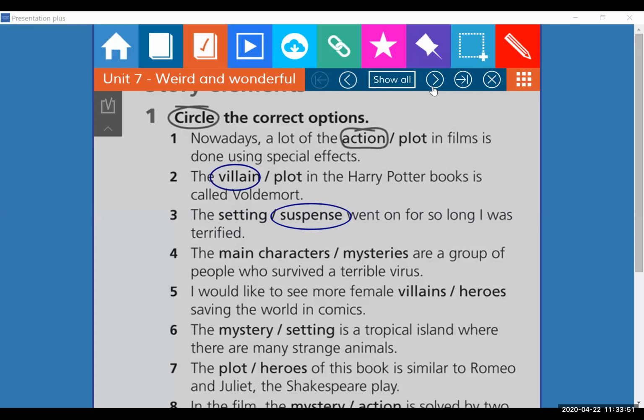I need to continue quickly. The fourth one: the main characters or mysteries are a group of people who survived a terrible virus. Some of you again caught the correct answer, main characters. The fifth one: I'd like to see more female villains or heroes saving the world in comics. Saving the world in comics is giving you the answer, heroes, of course.